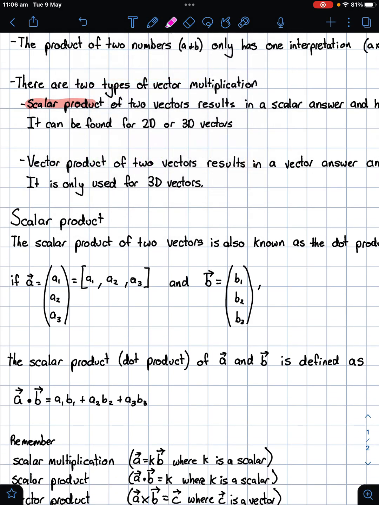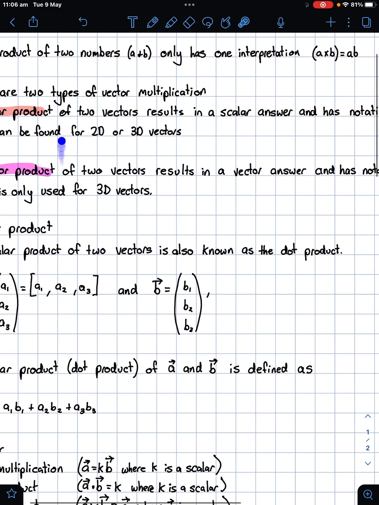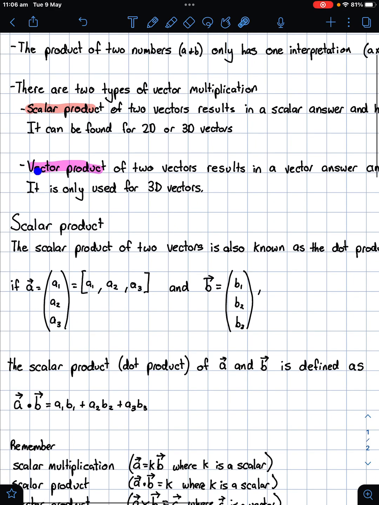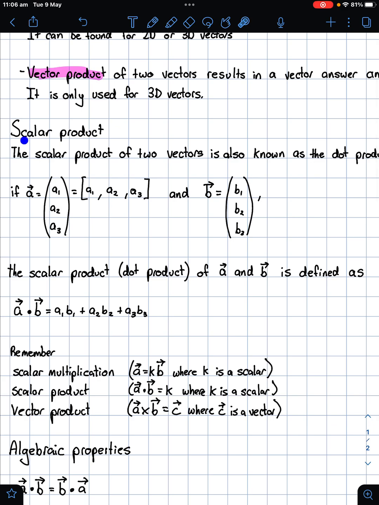Let's highlight that with a different color, vector product. We'll do that a bit later. The vector product, which is another form of vector multiplication of two vectors, results in a vector answer and has notation a cross b. We also call this one the vector product or the cross product, and this one the dot product. It is only used for 3D vectors. Now we're going to go to the definition of the scalar product.